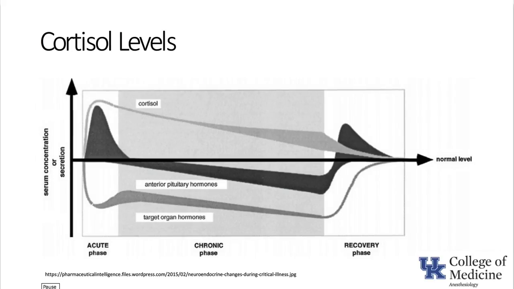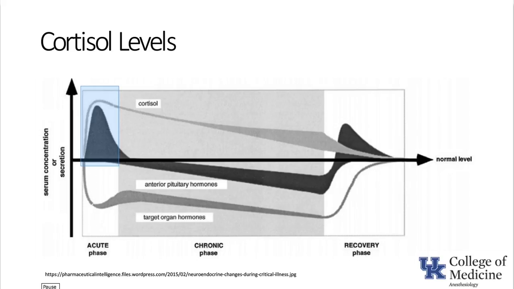ill patients. It is, after all, known as the stress hormone, and critical illness is a stress, so the levels should be increased. The problem is there's no consensus about what constitutes a "normal" cortisol level in a critically ill patient. This slide shows the levels of cortisol, ACTH, and target organ hormones during an acute illness.